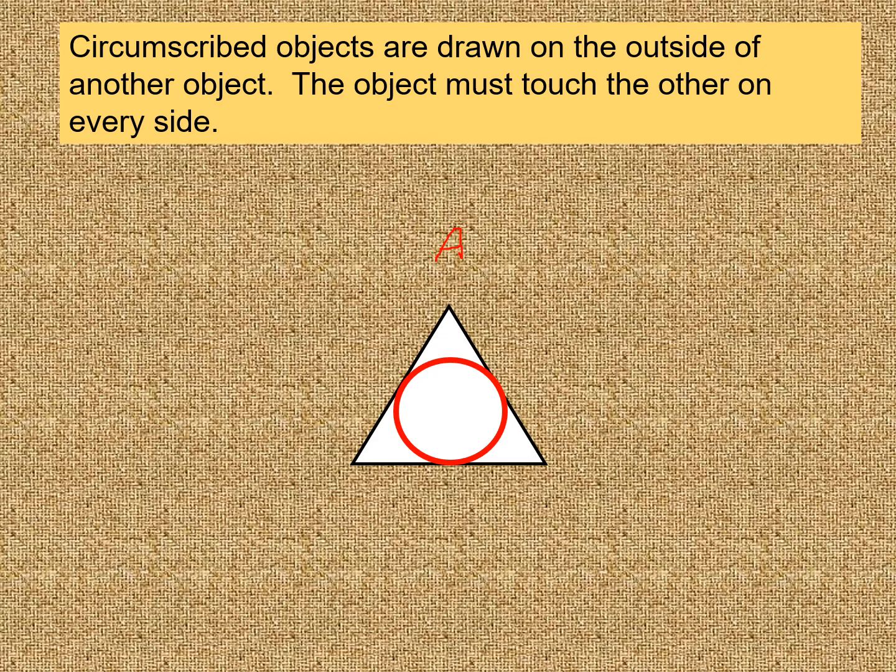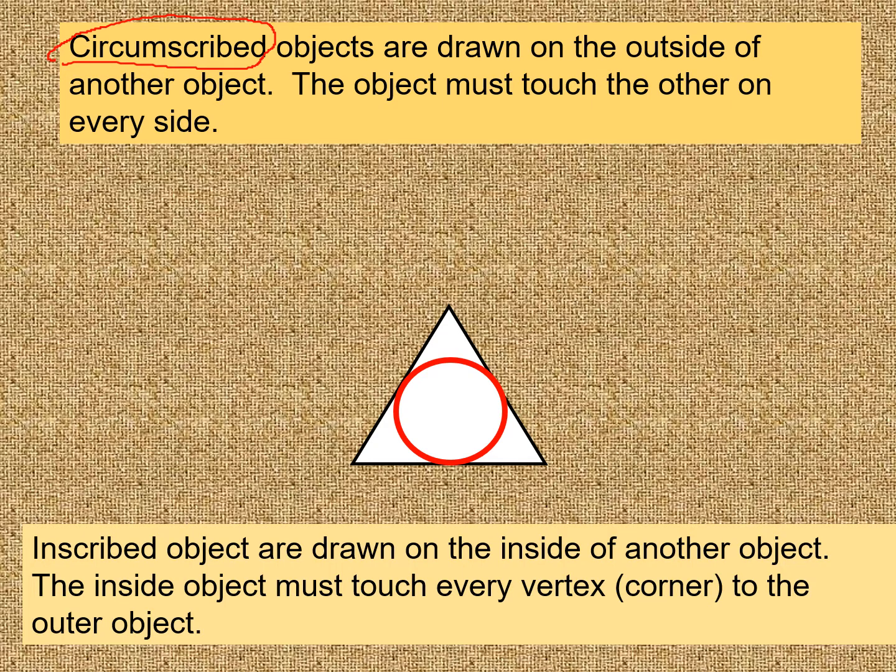All right, then there's the word circumscribed. All right, circumscribed, not circumcised, that's something totally different. Circumscribed is when the object is drawn on the outside of another object. The object must be touching the other on every side. So the triangle is circumscribed. Then there's inscribed, and you would say that it's on the inside. So circumscribed's on the outside, inscribed's on the inside.